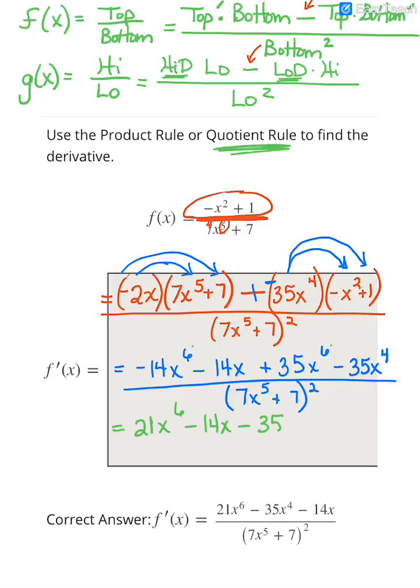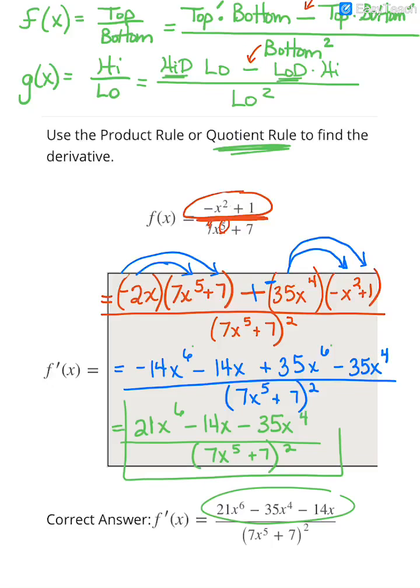It's typical to put them in order from highest power to lowest, which you'll see is what they've done down here. But technically it does not matter as long as you have those terms there. And then don't forget about the bottom part squared. So there is my final derivative based on the quotient rule.